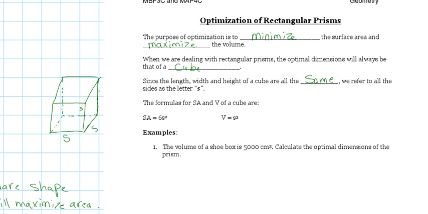So let's look at the formula for the surface area and for the volume. The volume of a rectangular prism, what's the formula for it? Length times width times height. In this case, what would be my length? What would be my width? What would be my height? Height is S. Length is S, and the width is S. So S times S times S gives me S cubed. This is the formula I'm going to use for my cube.